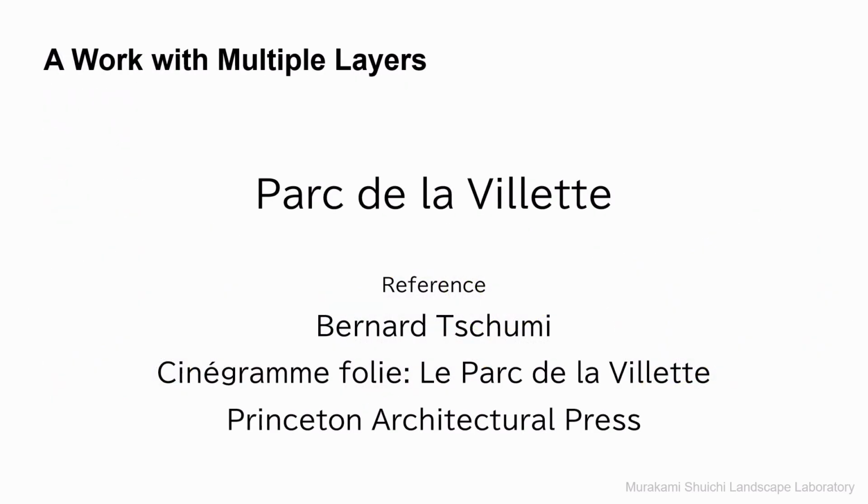Here is an example of a work composed of multiple independent layers. It is Parc de la Villette, designed by Bernard Tschumi. Please refer to the reference shown on the screen for more information about the project. Its spatial composition is based on superimposition of three layers: points, lines, and surfaces. This is a more abstract method of spatial composition than the layers of plazas, passes, and trees that we explored in this episode.